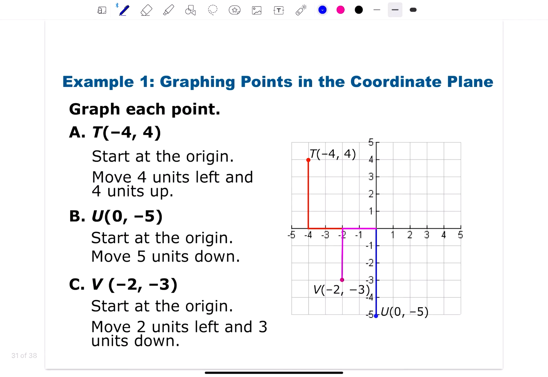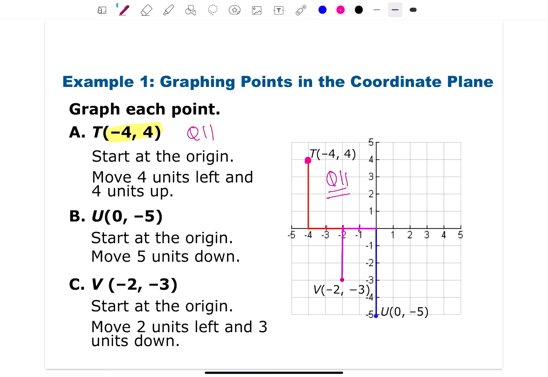Graphing points in the coordinate plane. So graphing (-4, 4), we have to look for -4 on the x-axis first, 1, 2, 3, 4, and then +4 on the y-axis. So that would be in quadrant 2. This point will be in quadrant 2.